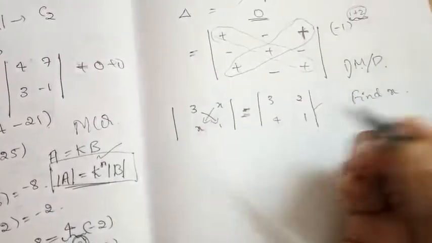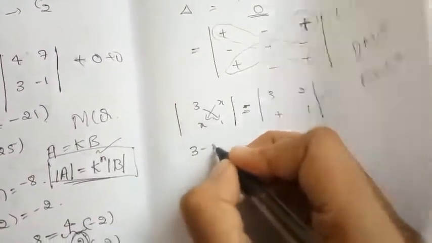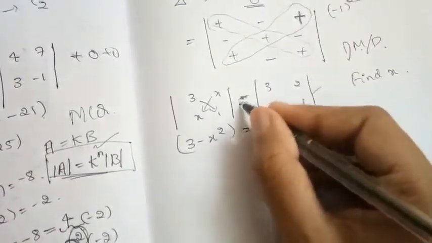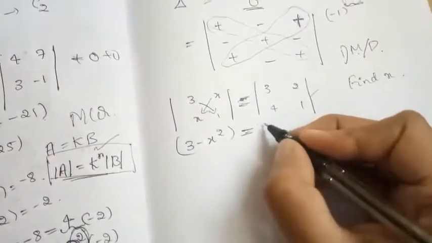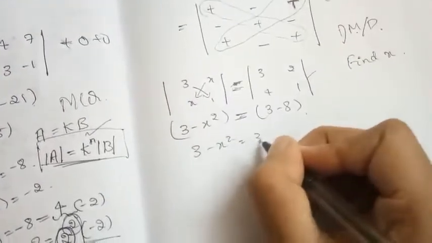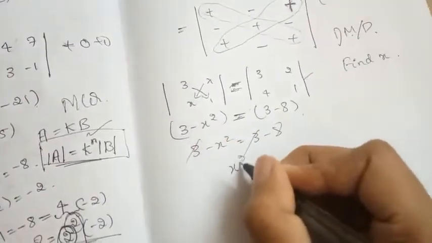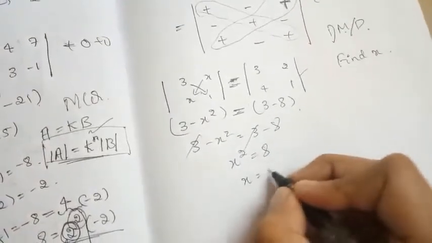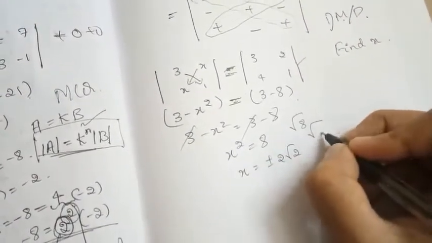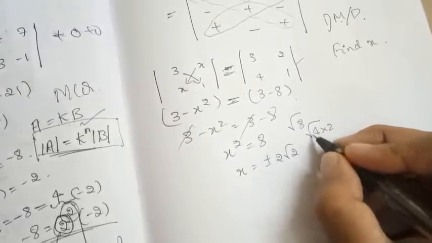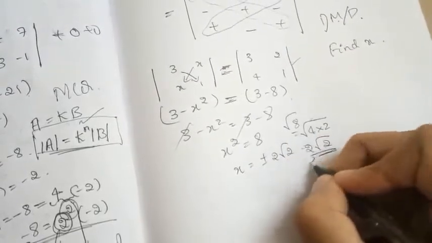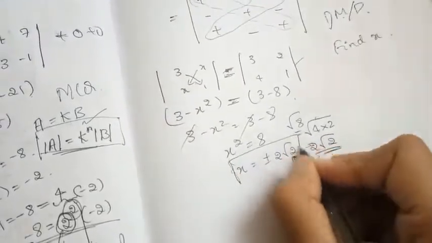So first let us compute the LHS. Let us find the determinant value of this LHS. It is nothing but 3 minus x square, which is equal to, let us compute the RHS: 3 1s are 3 minus 4 2s are 8. So 3 minus x square is equal to 3 minus 8, the 3 cancels, and the value of x square is equal to 8. I can write x is equal to plus or minus 2 root 2, because 8 can be written as square root of 4 into 2. Square root of 4 is nothing but 2, so plus or minus 2 root 2.